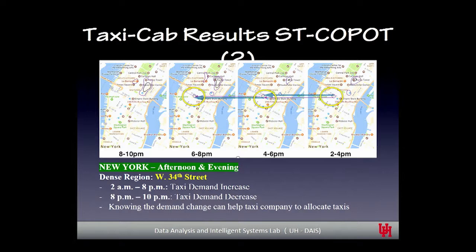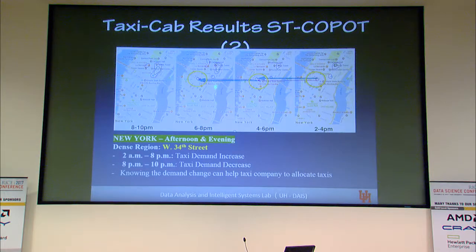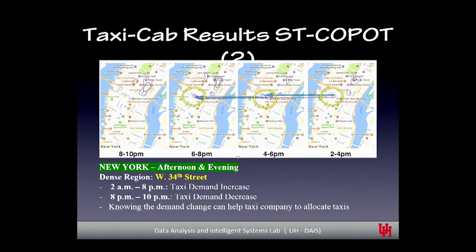And this is the afternoon and the evening. We find from 2 to 8 a.m. we have dense regions at West 34th Street, and then it disappears in the following batch. So you might ask, what can we use this information for? If we know the demand change of the taxis, it can help the taxi companies to allocate the taxis.